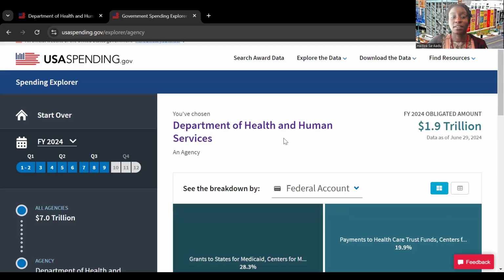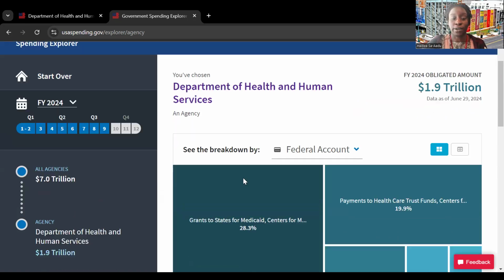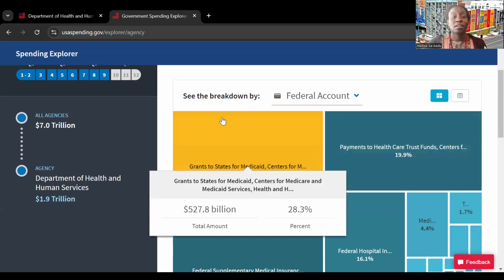And now we see, much like budget function into subfunction, then into federal account. Once we started to drill down by agency, we go directly into the breakdown by federal account. So now we're getting a feel for how the money is flowing again, but this time by agency.